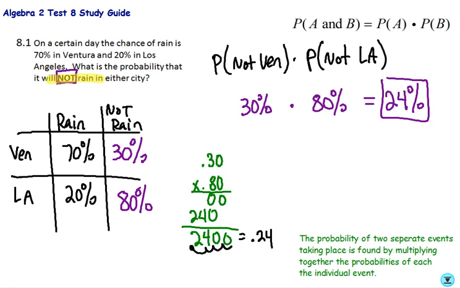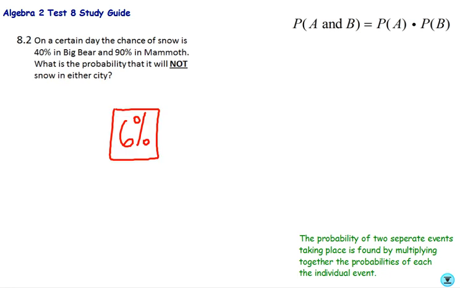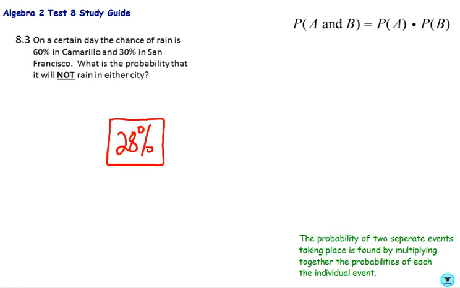All right, so let's see what you got. 8.2, so she got a 6% chance that it was not going to snow in Big Bear and Mammoth. And for 8.3, she got a 28% chance that it was not going to rain in either Camarillo or San Francisco. Again, if you got stuck on either one of those, pause it, figure it out, ask me. If not, we shall move on.